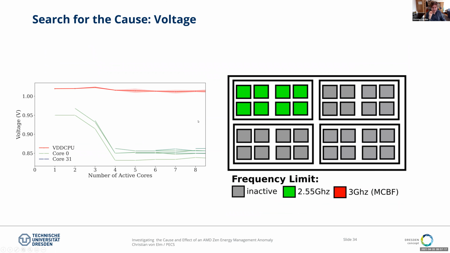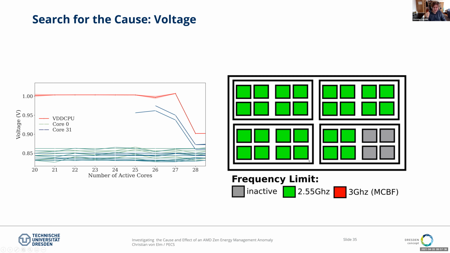But practically the same is happening at 28 cores. I mean, here, none of these cores can use the high frequency here either. So what's the difference between the first one and the second one? Why is the VDD CPU low here, but not in the previous example?